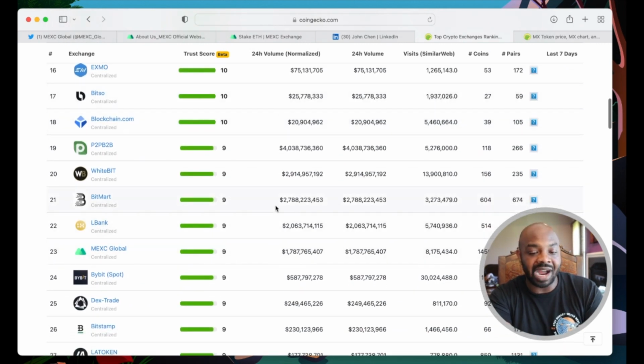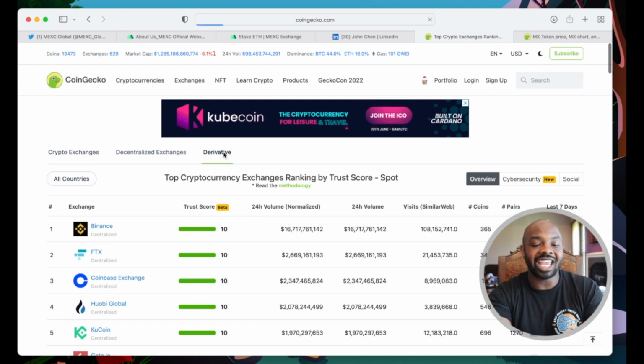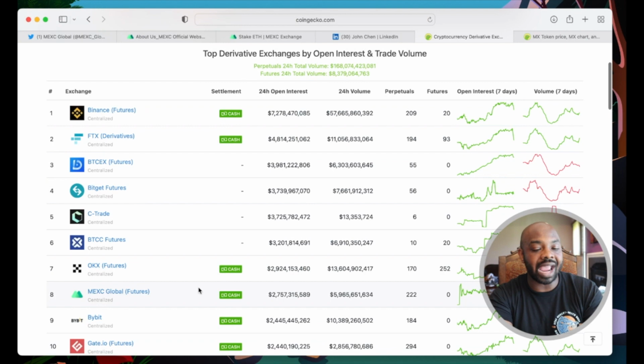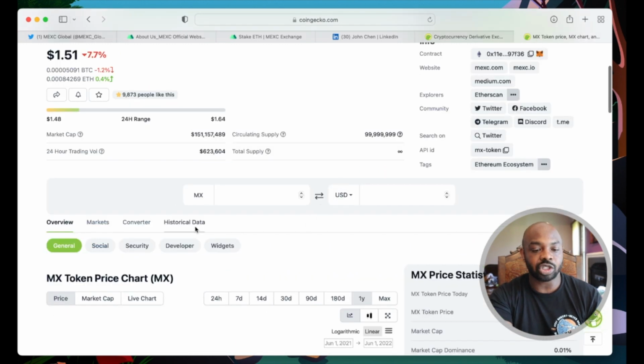And you see their volume is still high. They're doing over 1.7 billion in the last 24 hours. So that is a very good thing to see. And with their derivatives, if we check this, they are number 8, doing over 2.7 billion in open interest. And you see they're doing over 5.9 billion in volume. That is very interesting.